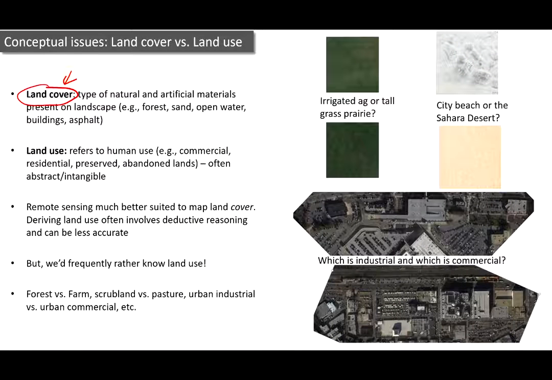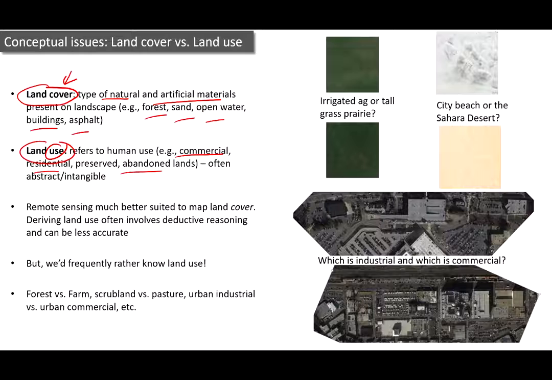Are we mapping land cover, which is actually the stuff, the material that you're seeing on the ground? So this could be forest, sand, open water. It's just what the satellite is actually seeing, a building, asphalt. Or do we care about land use? Frequently, we care a little bit more about land use. But this is things like commercial, residential, abandoned lands.